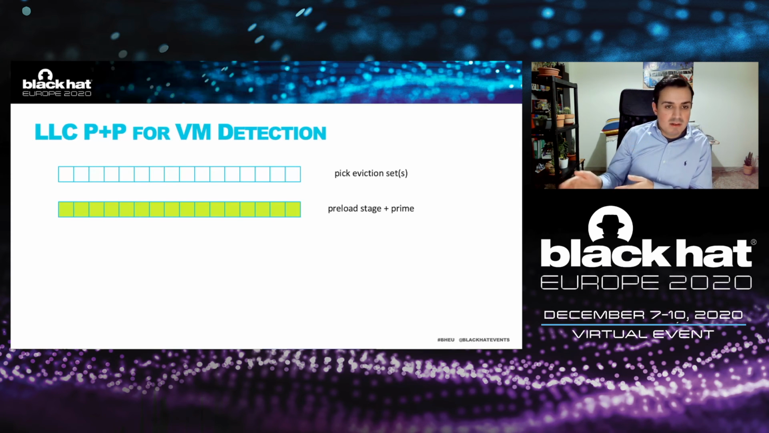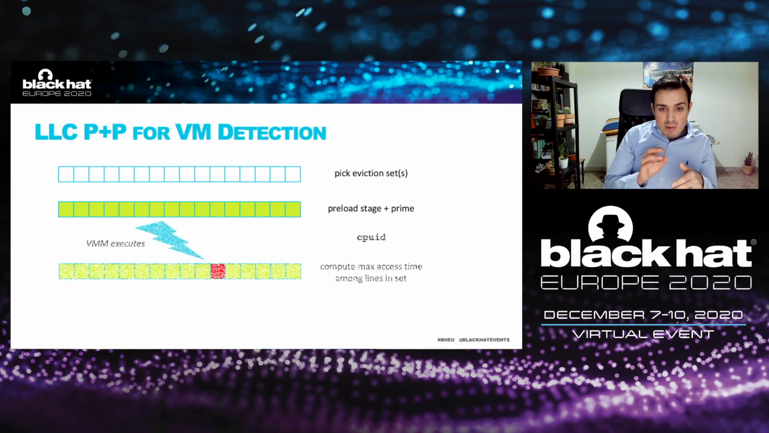We will see that it is constant for every entry. Then we trigger a transition in the virtual machine monitor, and we measure again the access time for every line in the set. And the moment that the maximum access time becomes high, we can tell that there was a miss, and this miss was likely caused by the VMM execution.